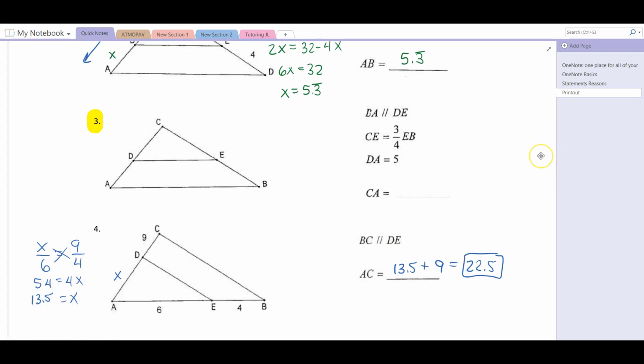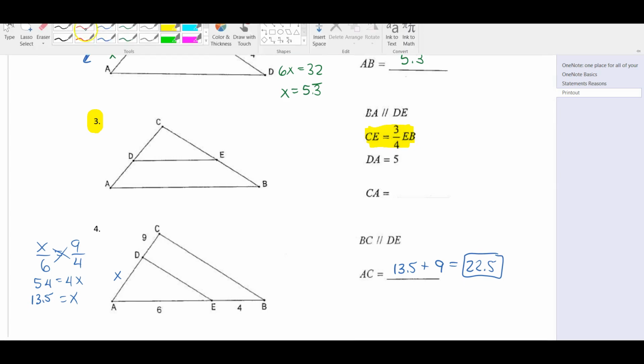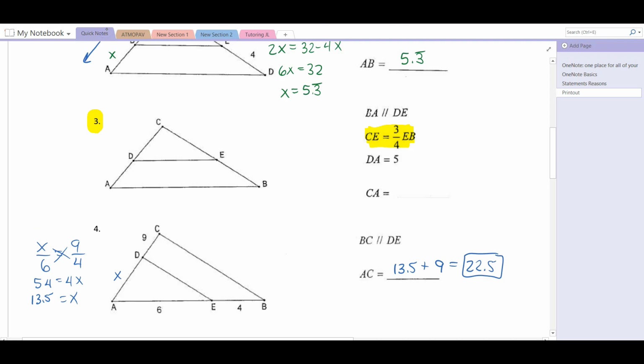Number 3. The more difficult problem here is the fact that they gave us the length of CE as a ratio comparing it to EB. So let's draw on what we know so far. We know that DA has to be a length of 5. Now, what I know about the comparison here is that the length of CE is equal to 3/4 of what EB has to be.